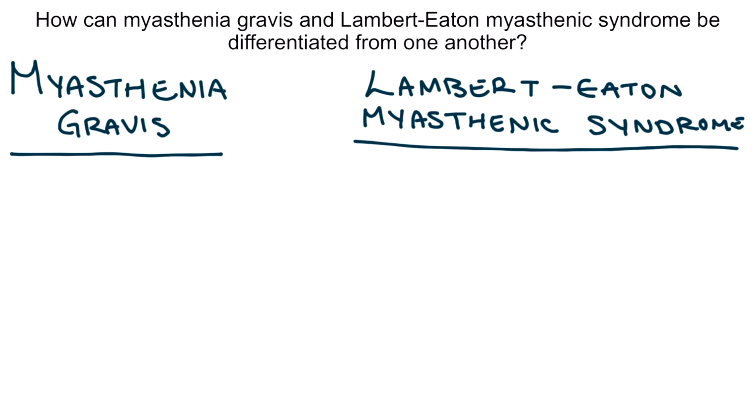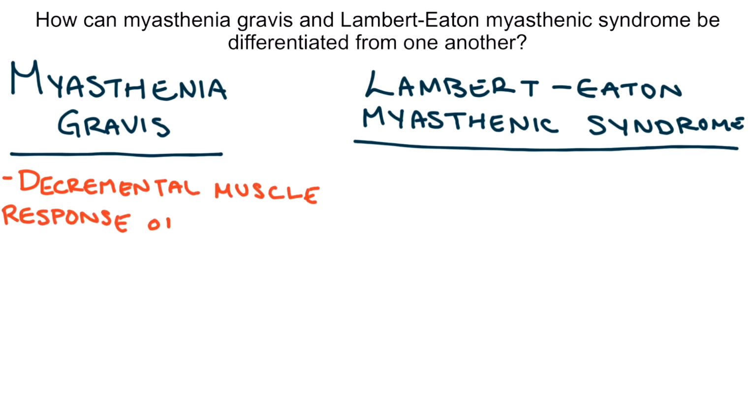Myasthenia gravis is characterized by decremental muscle response on the electromyography. It means that muscle contraction weakens after every single nerve depolarization. This is because successive nerve depolarizations deplete acetylcholine in the presynaptic terminals. Therefore, low levels of acetylcholine can no longer displace the antibodies on the motor end plates.